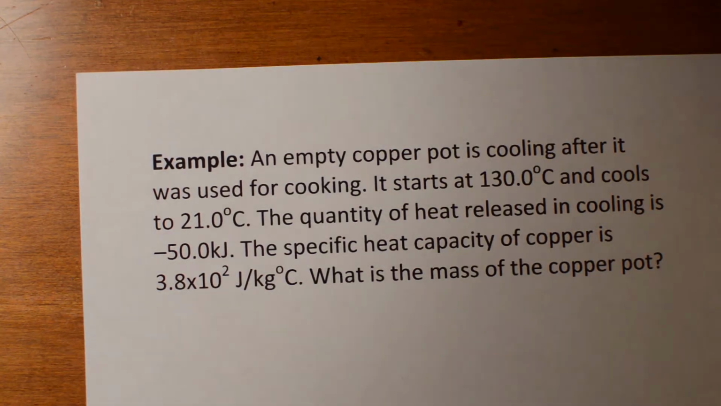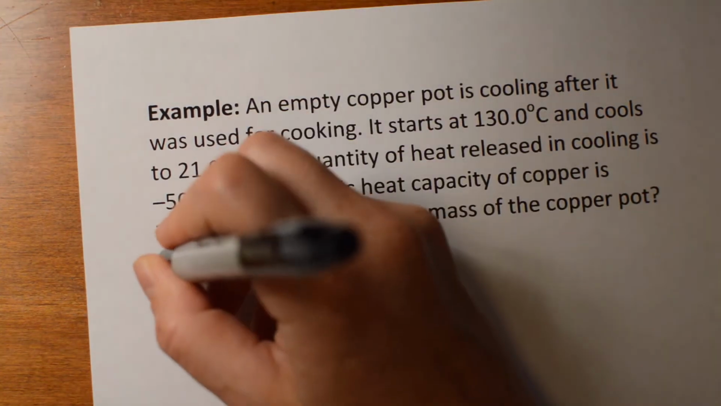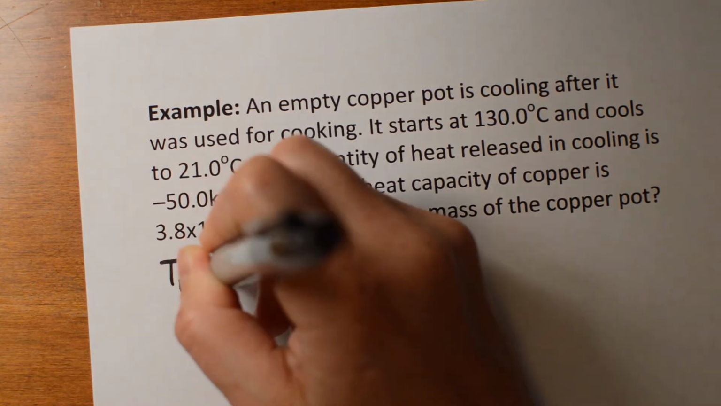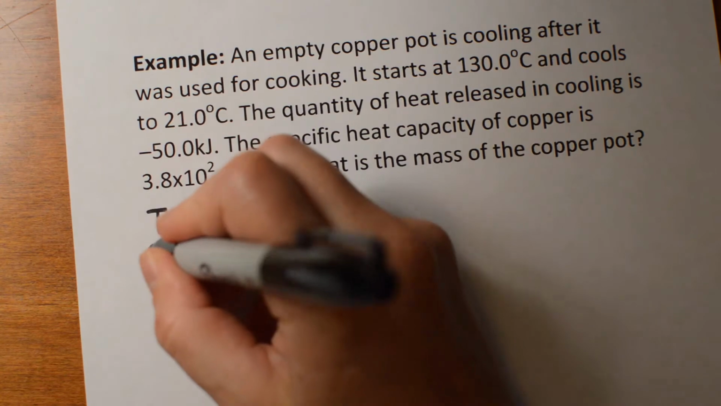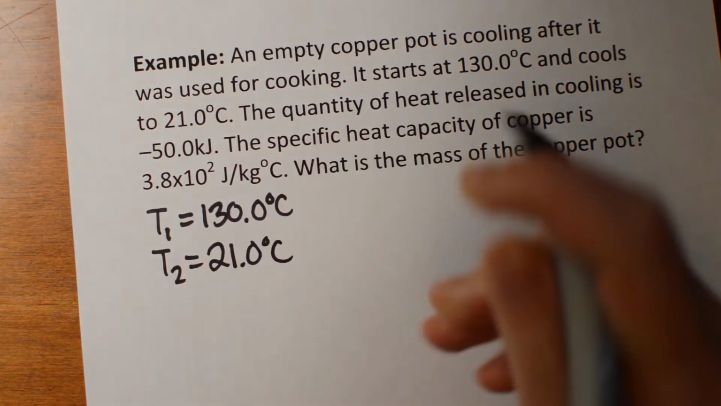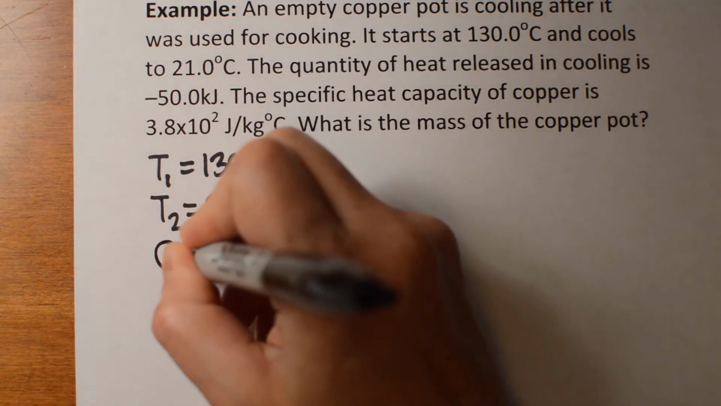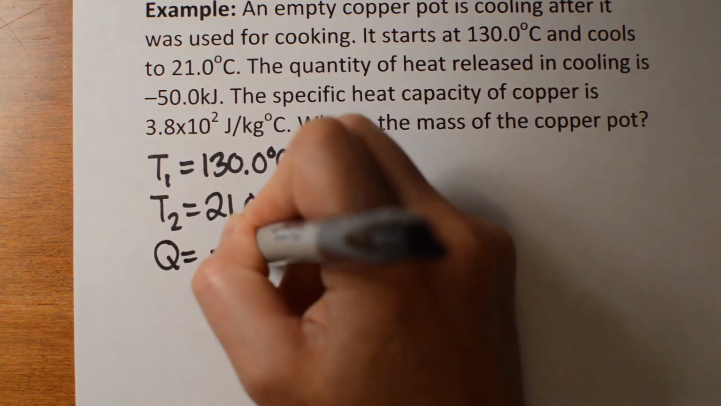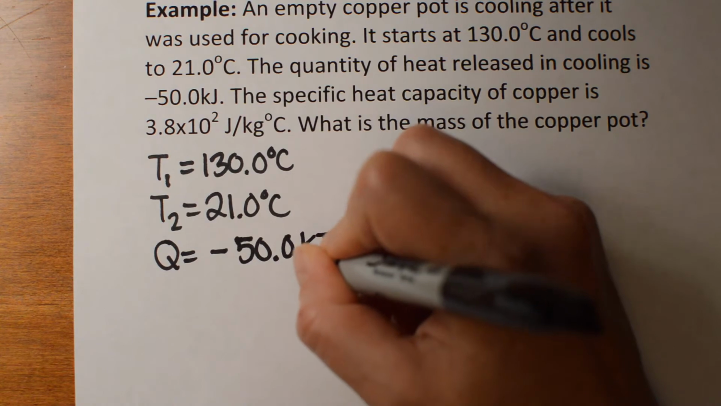So let's look at a case of an object transferring its thermal energy to the surroundings. So you do some cooking in your copper pot and then you just leave it cooling after you're done using it. So then it starts out at a really hot temperature because you were just cooking with it. So T1 is 130 degrees Celsius and it cools down to T2 is 21 degrees Celsius. During that process, we're losing energy, right? That's a cooling. So it makes sense that our Q should be negative. It's negative 50.0 kilojoules. That kilo is not an SI unit.